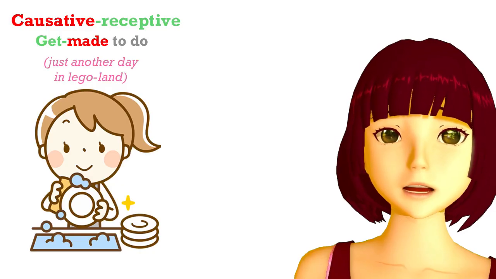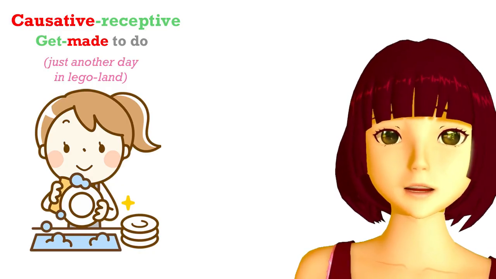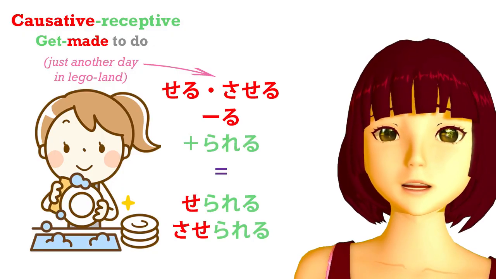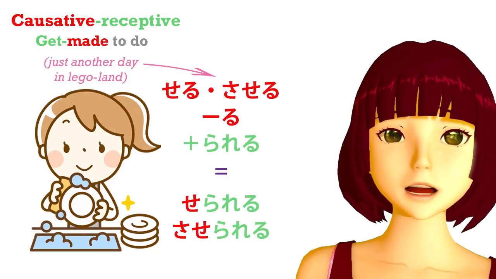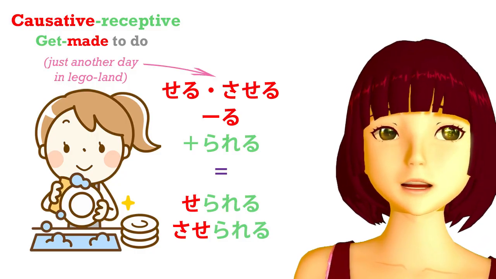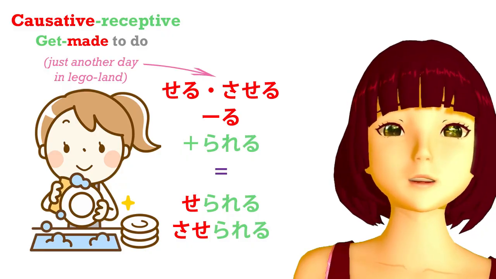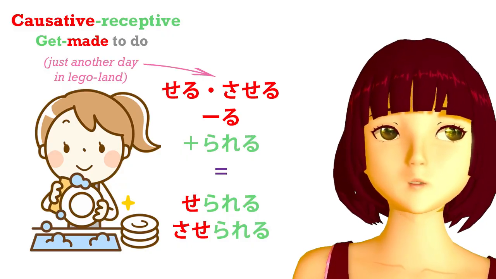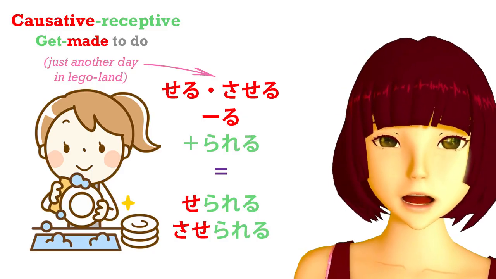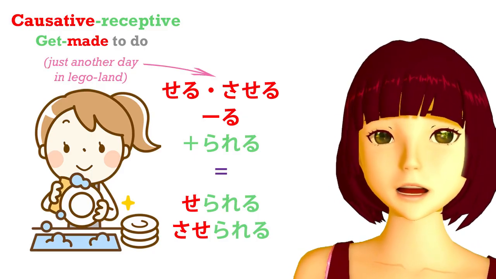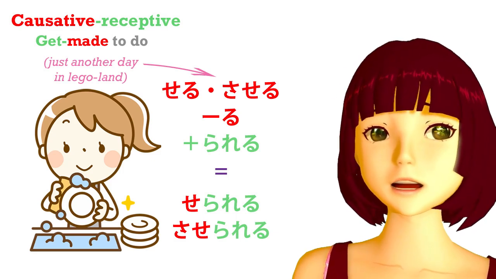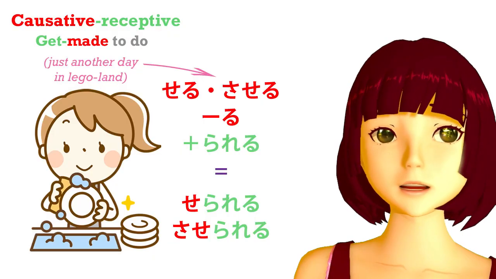So if we want to attach the receptive to the causative, we simply take the ru off the causative, seru or saseru, and attach rareru, which is the ichidan helper form of the receptive. And it's simple as that. Nothing complicated about it at all. But someone is going to say, quite rightly, but don't we have 3 verbs in a sentence now? And that's exactly right. We have 3 verbs in a causative receptive sentence.